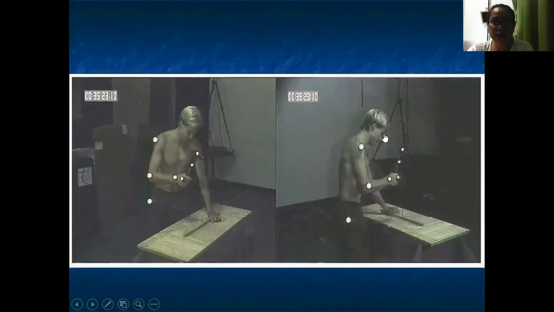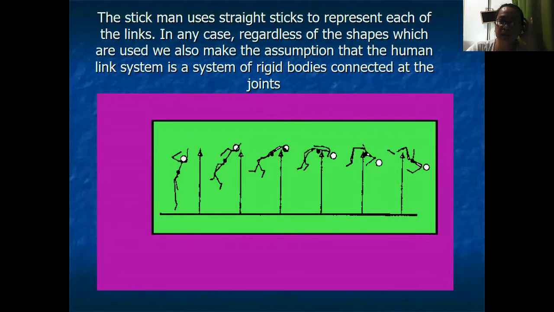Okay, so now this is also an example of an activity that is being used, which is hammering. So how many points do we have here? We have 1, 2, 3, 4, 5, 6, 7, which also includes the object. And then the stickman uses straight sticks to represent each of the links, as I've mentioned earlier. And in any case, regardless of the shapes that are used, we also make the assumption that the human link system is a system of rigid bodies connected at the joint. So if you're familiar with the skeletal and muscular system, these movements can be further analyzed with the different movements of the body.